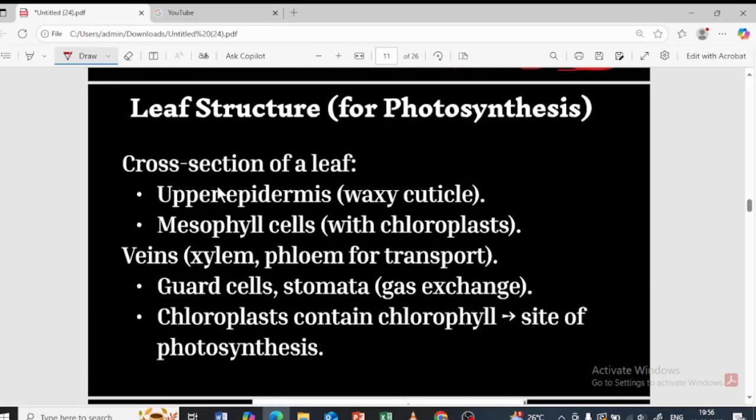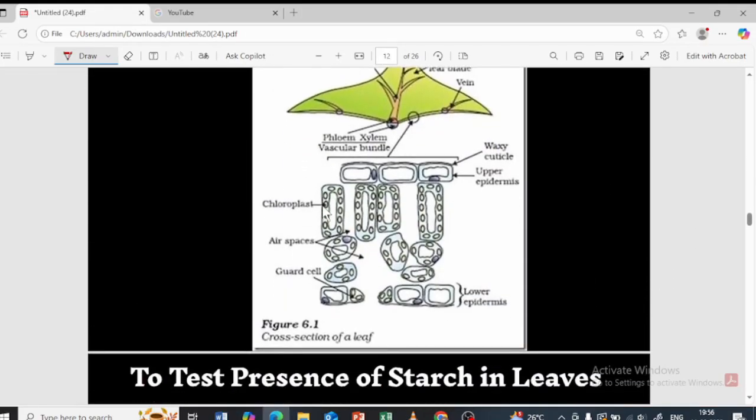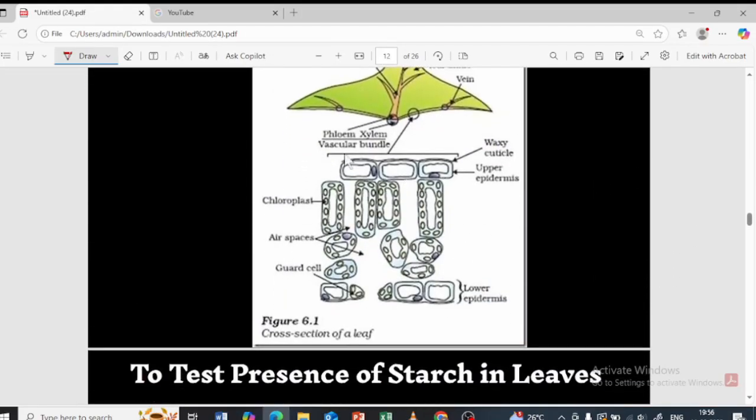Next we will be learning about the structure of the leaf for photosynthesis. So the cross section of the leaf, when we cut the leaf and put it under the microscope, we will be observing the microscopic structure, how exactly it is in the leaf. There will be a layer over here called waxy cuticle for protection. Below that there will be the upper epidermis, and the mesophyll cells. In the mesophyll cells the chloroplast will be there, and in the chloroplast the chlorophyll pigment, which is responsible for the green color.